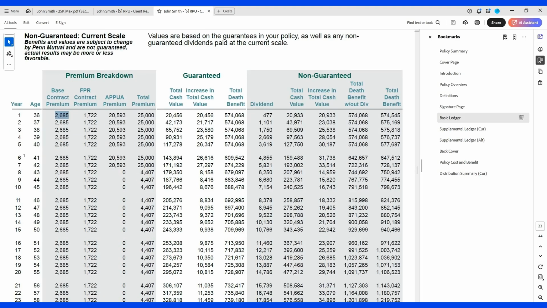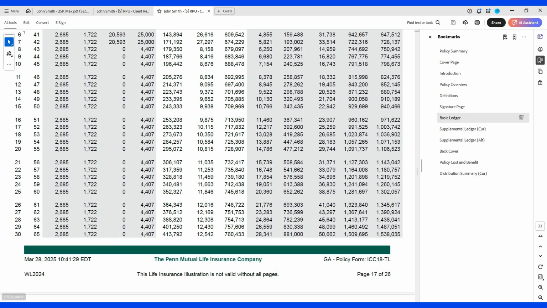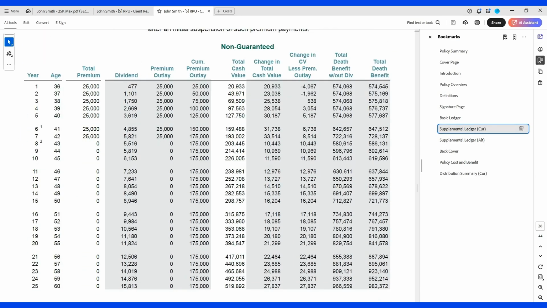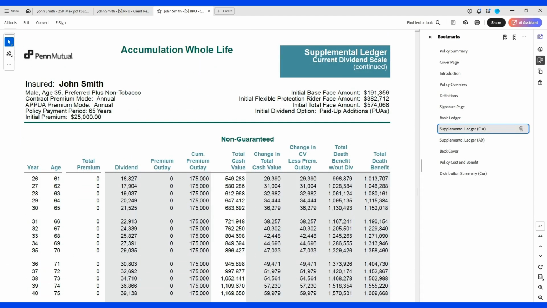In this other policy, if we go to year 30, we don't have the ability to pay a premium. In fact, let me go to the supplemental ledger. Year 30, we don't have the ability to pay a premium. We have $683,000 in cash value and $1.1 million in death benefit.